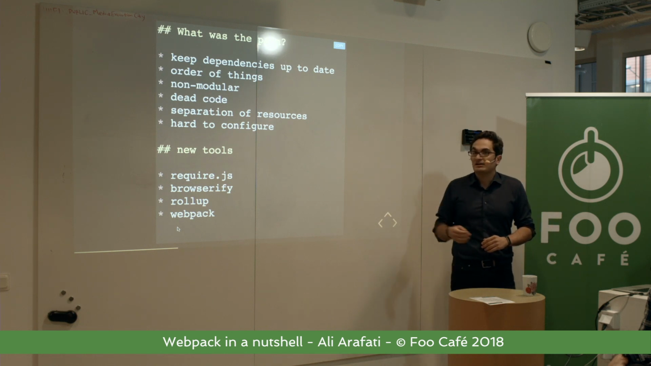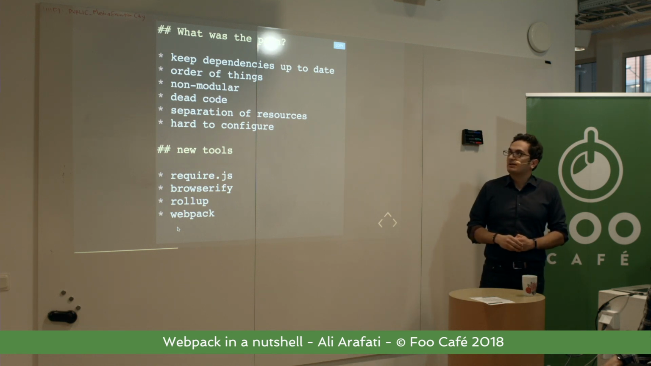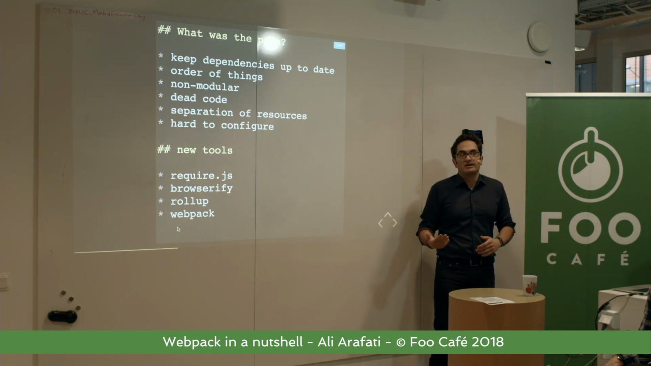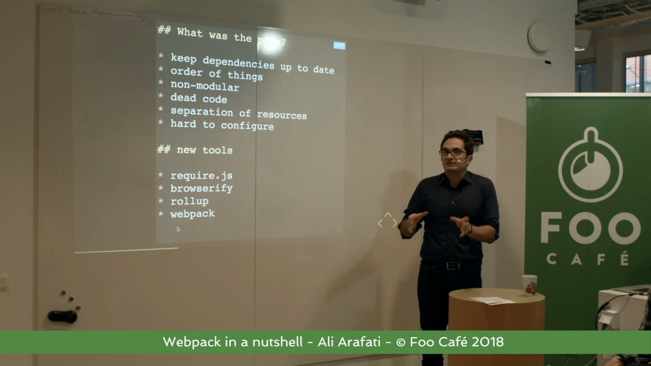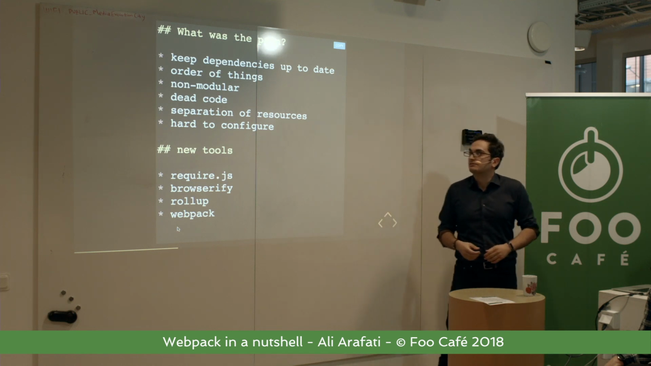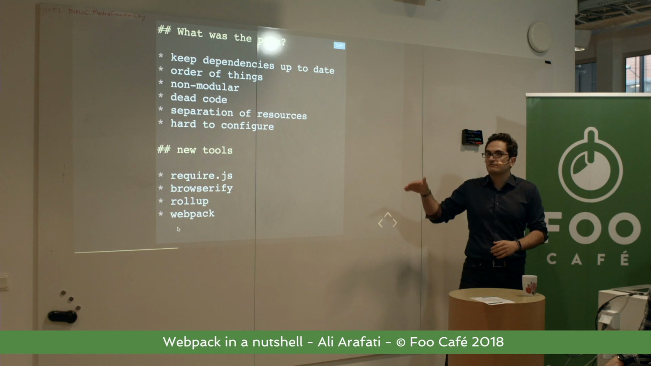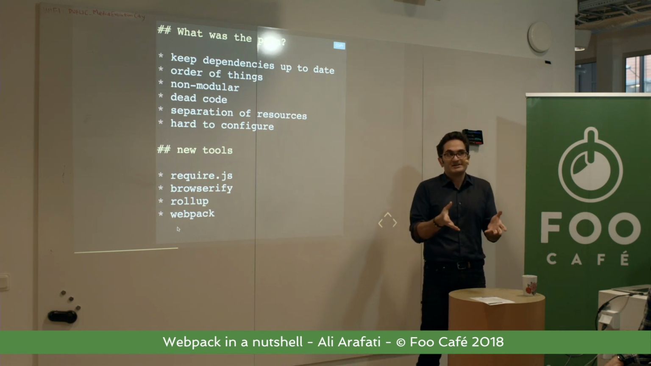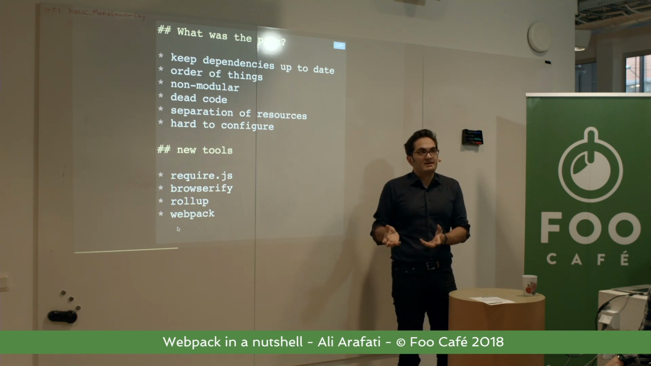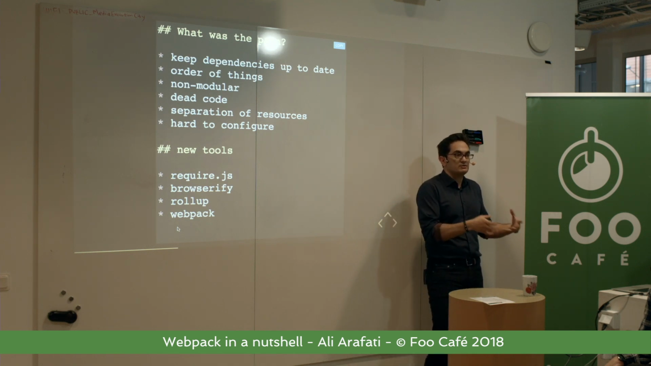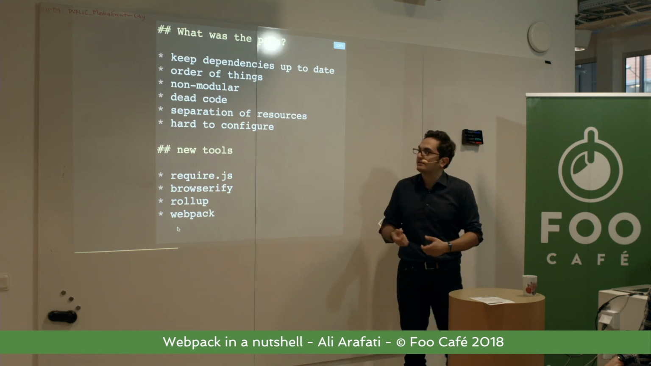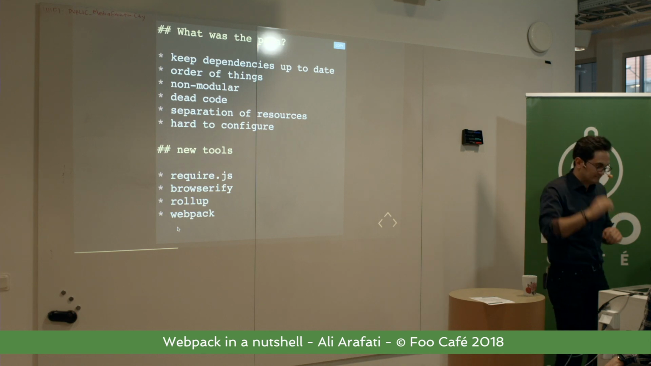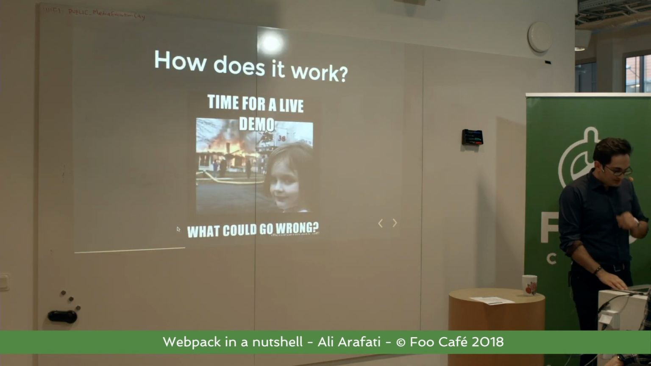The order of things mattered. Things were not modular. It was really painful because you couldn't really tell what part of the script that you're sending to the client is dead code, because we didn't have that kind of reference between each other. Separation of resources, as I said: the component didn't tell implicitly or explicitly what kind of media they are dependent on. So if we are using a user page, a user component, we should also bring these icons with us. It was hard to configure and so on. So how does it work?